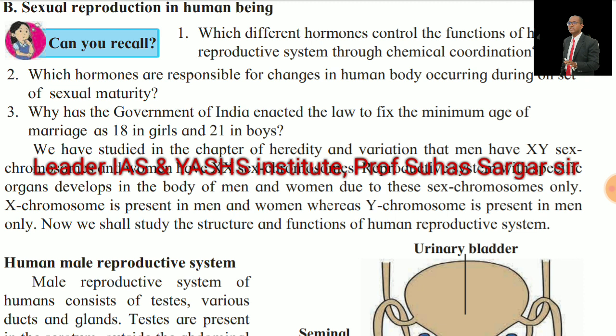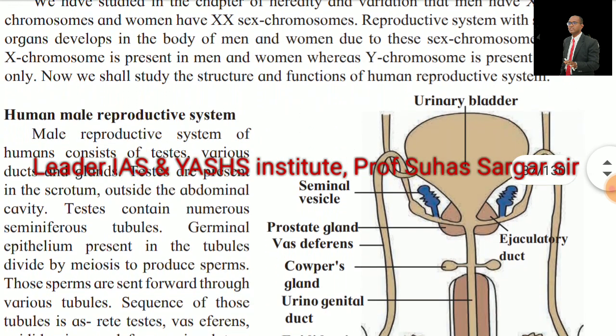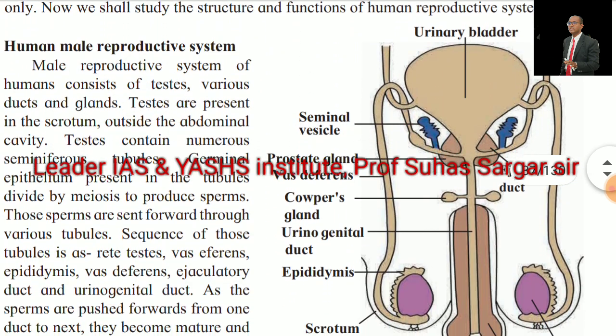We have studied in the chapters of heredity and variation that men have XY chromosomes and women have XX sex chromosomes. The reproductive system with specific organs develops in the body of men and women due to these sex chromosomes only. The X chromosome is present in both man and woman, whereas the Y chromosome is present in the man only. Now we shall study the structure and functions of the human reproductive system.